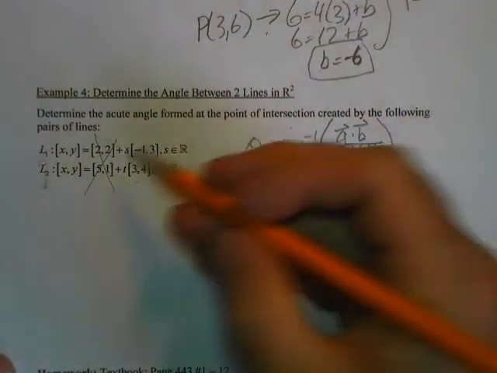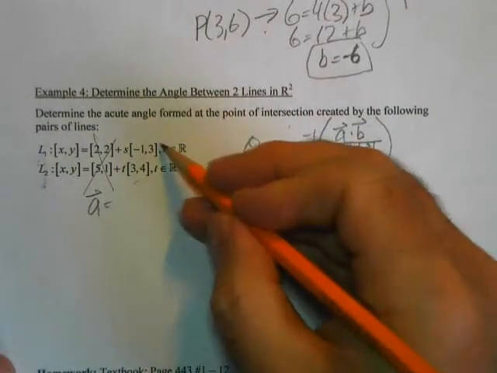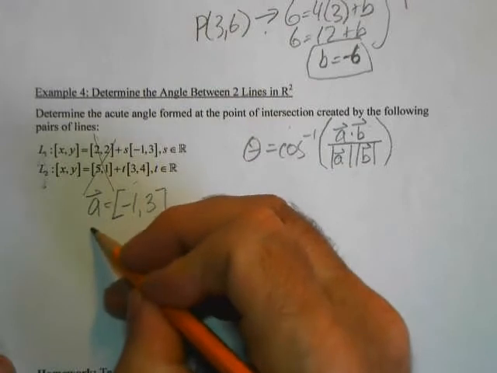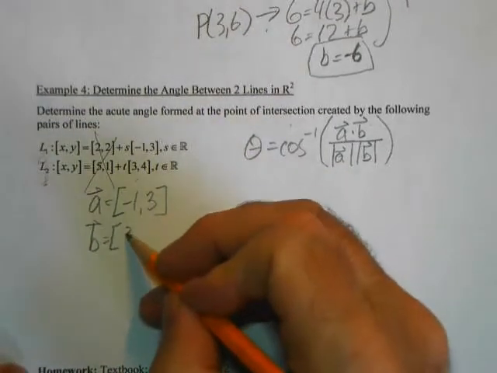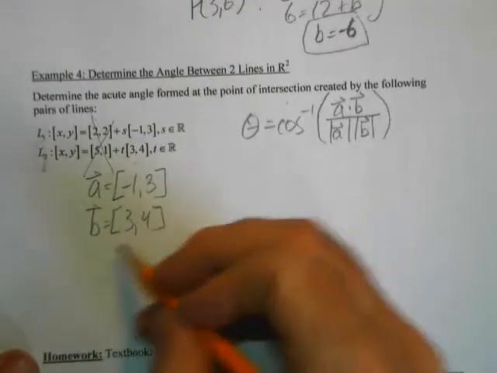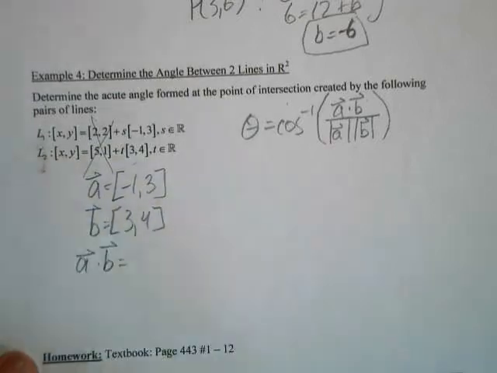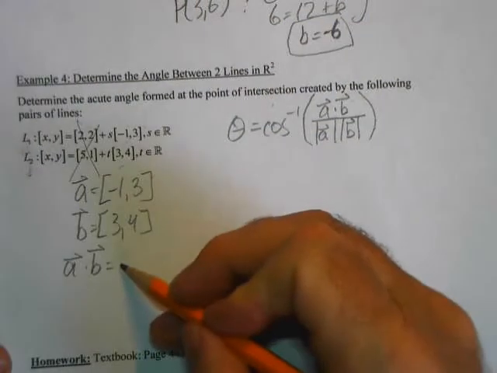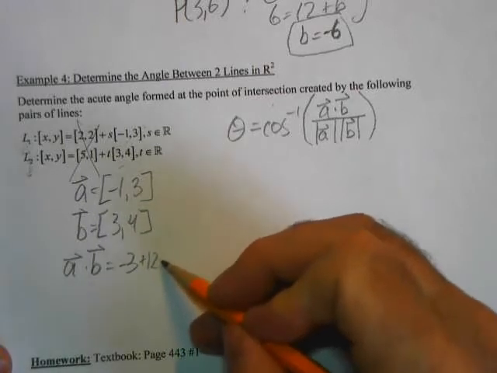So I need to get A dot B. A is the first direction vector, negative 1, 3, and B is the second direction vector, 3, 4. So A dot B is negative 3 plus 12, which is equal to 9.